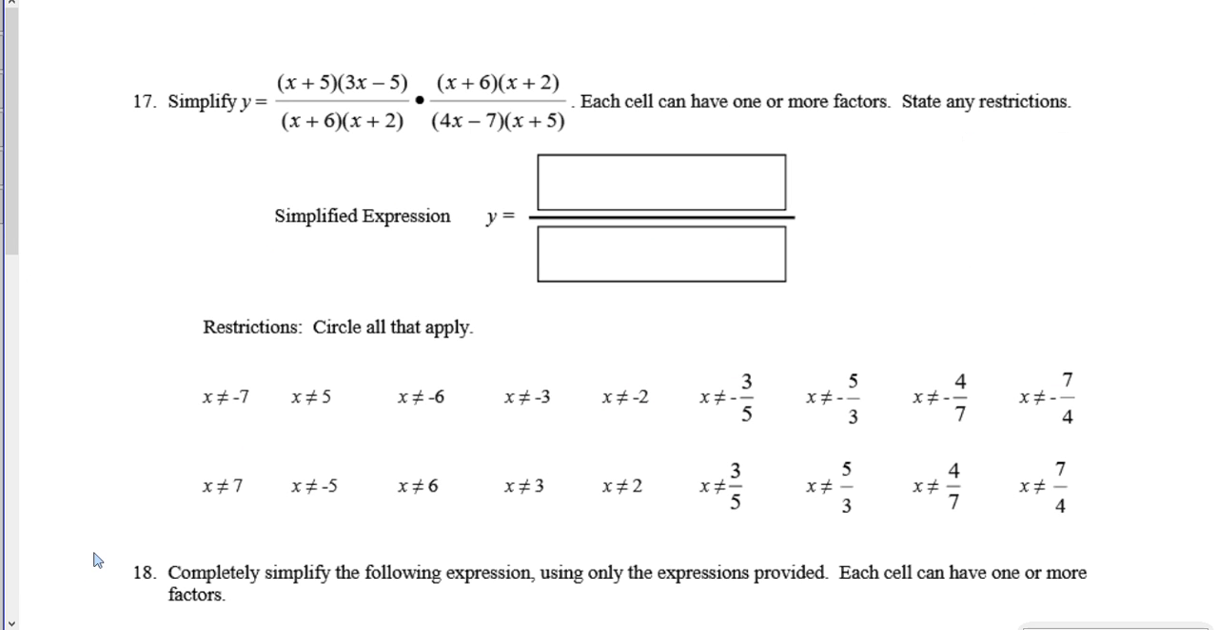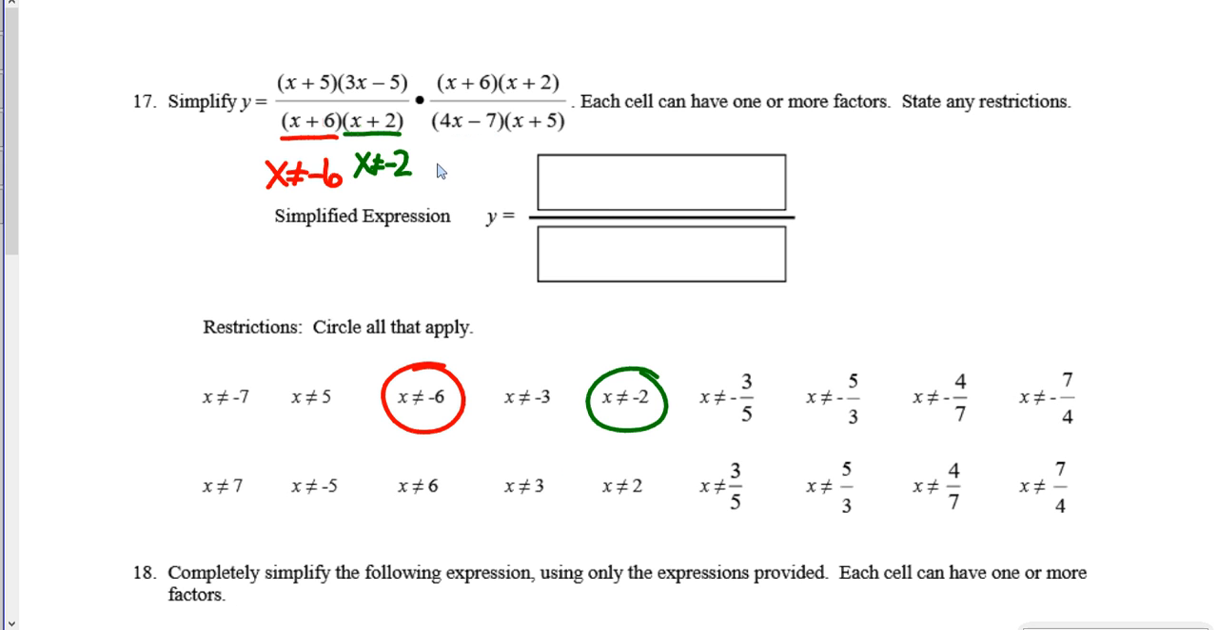All right, this one we want to simplify and state any restrictions. So let's start by doing restrictions before we simplify, because I can never have 0 in the denominator at any point in the problem. So let's start with this one. If x plus 6 can't be 0, then x cannot be negative 6. I'm going to circle that one. If x plus 2 cannot be 0, then x can't be negative 2. I'm going to circle that one.